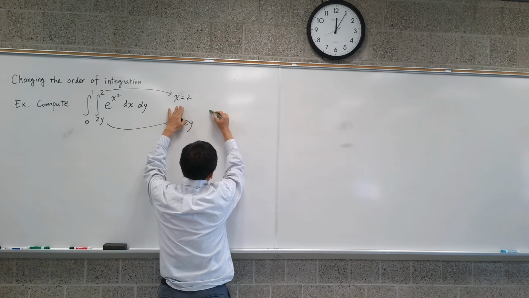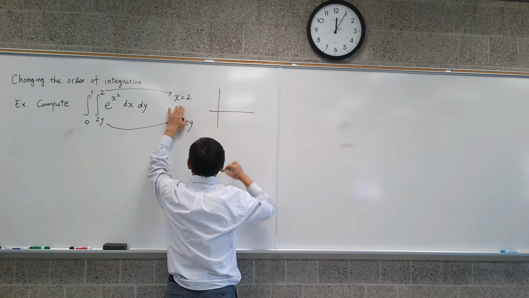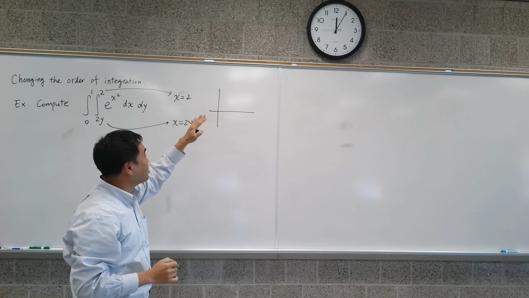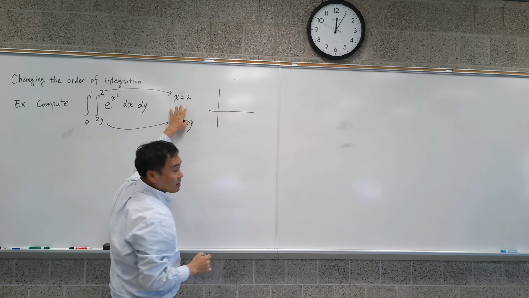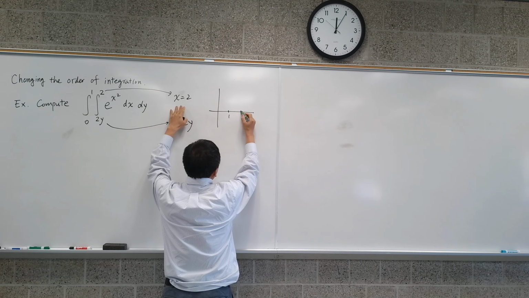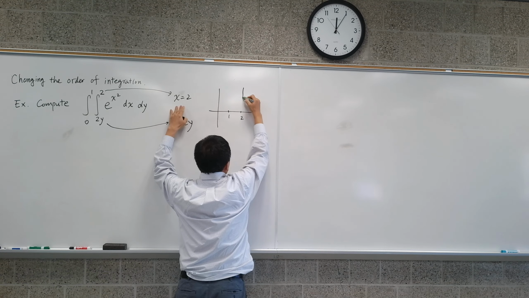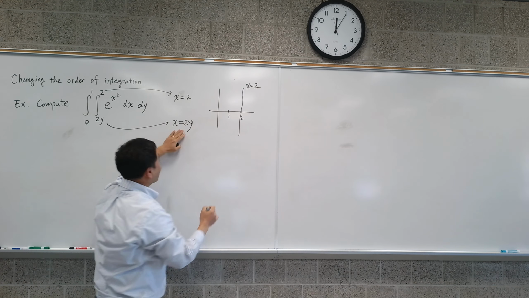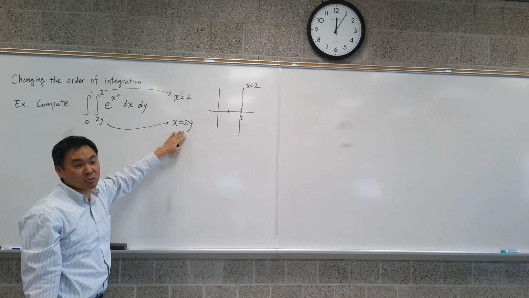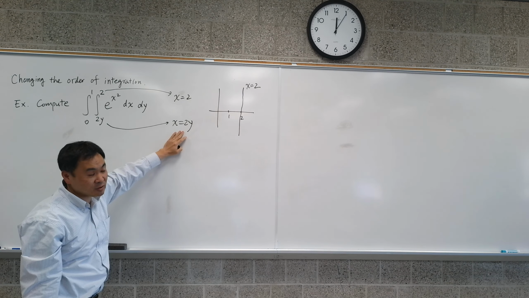x equals 2, what is that? What is that in the xy plane? Up and down. It's a vertical line, right? So here's 1, here's 2. It's a vertical line. This is x equals 2. Okay, what about this one? x equals 2y. What's the graph of this one?